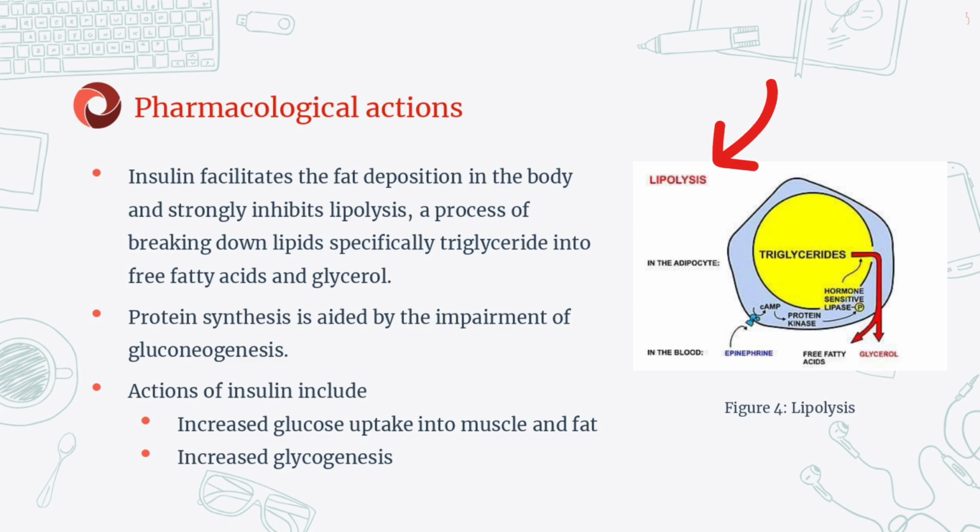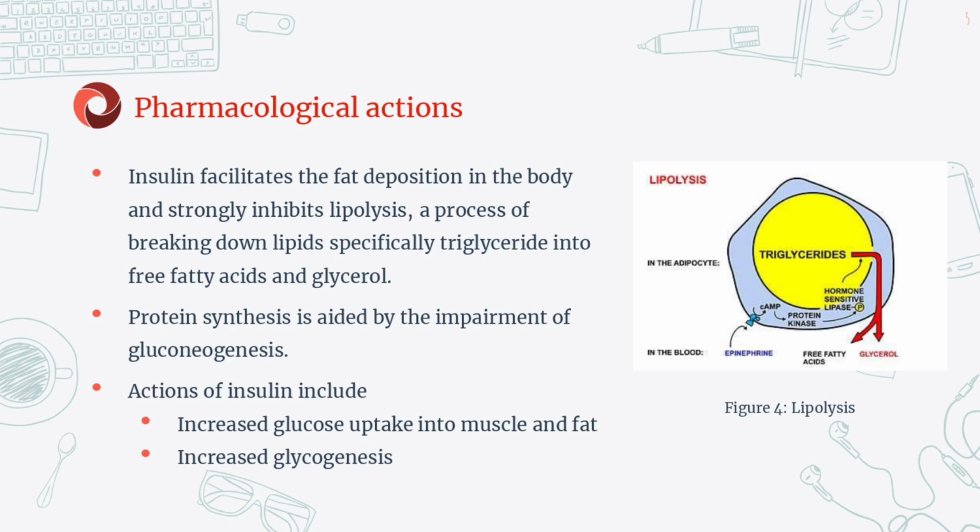The peptide hormone insulin also facilitates fat deposition in the body. It also inhibits lipolysis, a process of breaking down lipids, specifically triglycerides, into free fatty acids and glycerol. Protein synthesis is aided by the impairment of gluconeogenesis, a synthesizing process of glucose from non-sugar precursors. Some of the actions of insulin include the following.